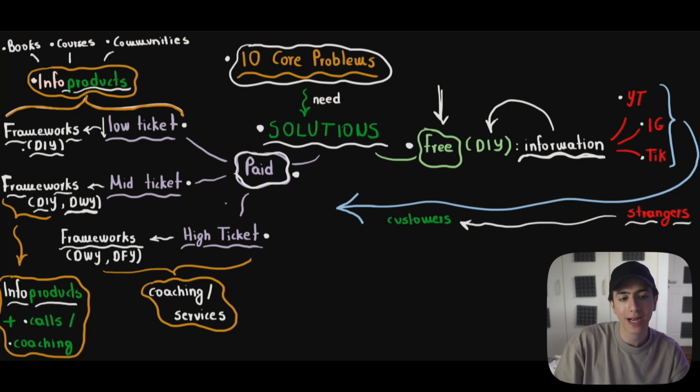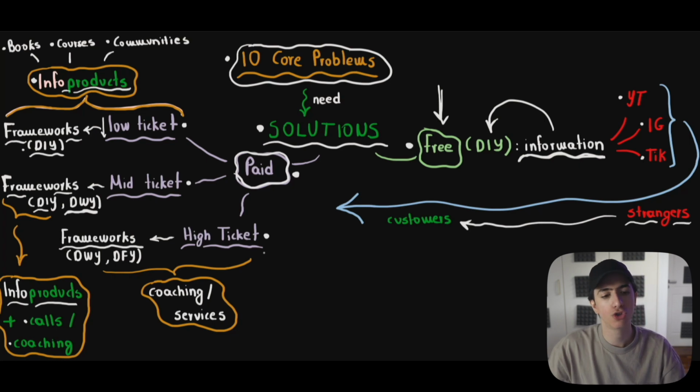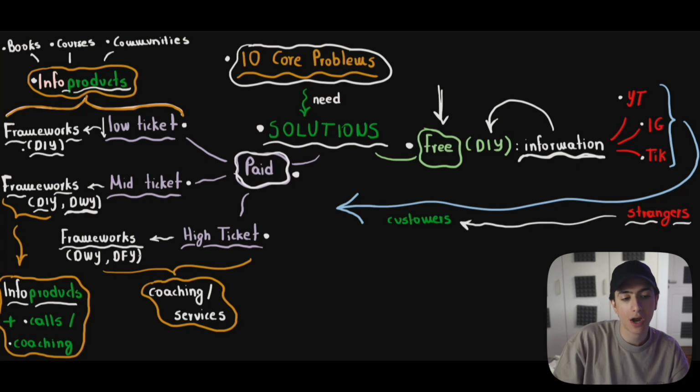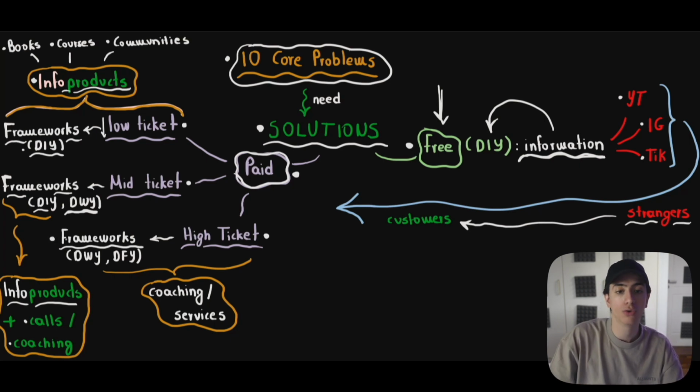Now, moving on to a high-ticket product. You can imagine what a high-ticket product is. It's the most expensive product that you should have. Again, we sell the frameworks to the solution of the 10 core problems of our target audience, but we sell them either in a done with you fashion or in a done for you fashion. Now, a few words about done for you products.